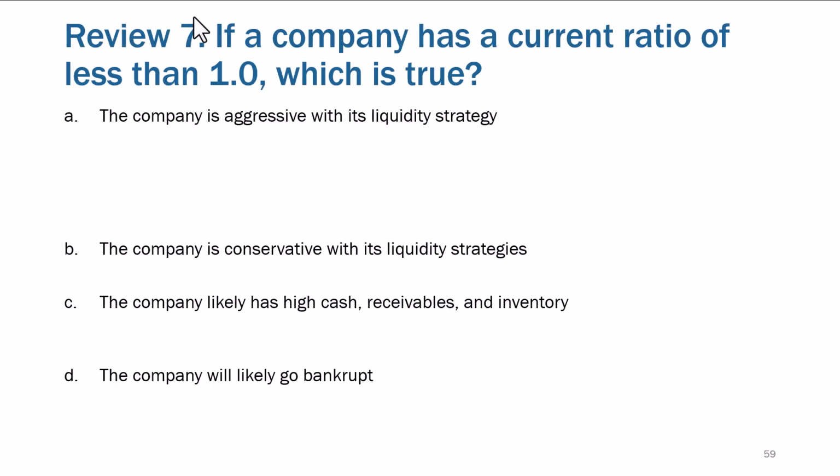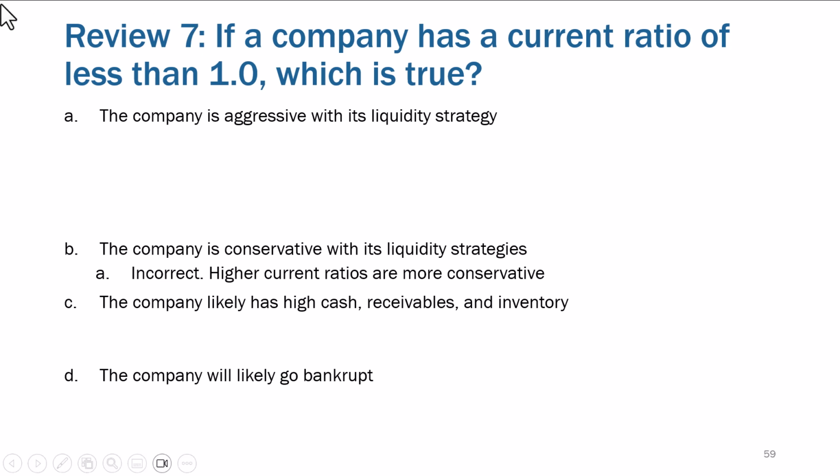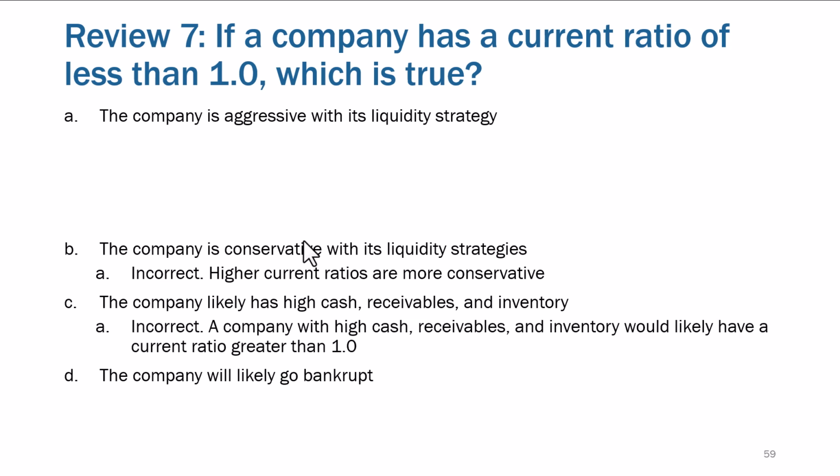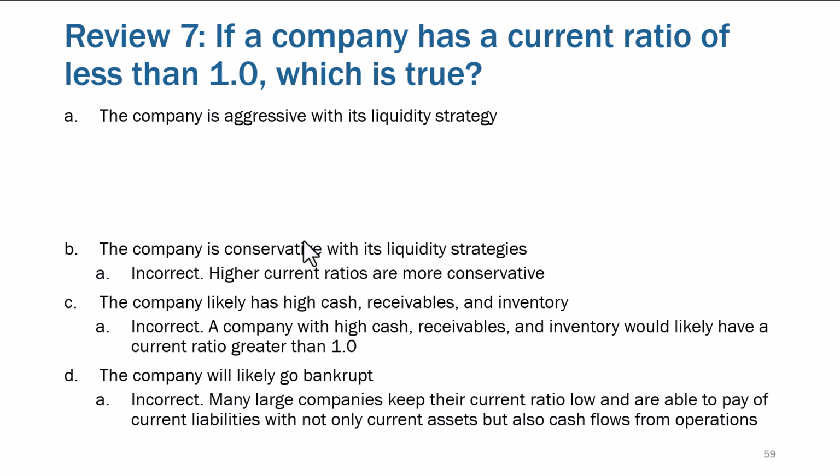So review question number 7. If a company has a current ratio of less than 1.0, which of these is true? You can take a quick peek. It is not conservative, all right, if it's less than 1.0. It does not have high cash, receivables and inventory, probably compared to current liabilities; those are lower. It won't likely go bankrupt.